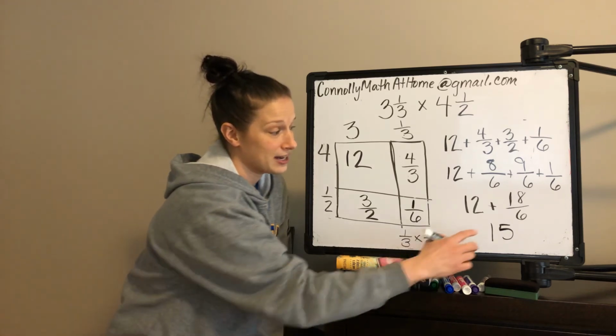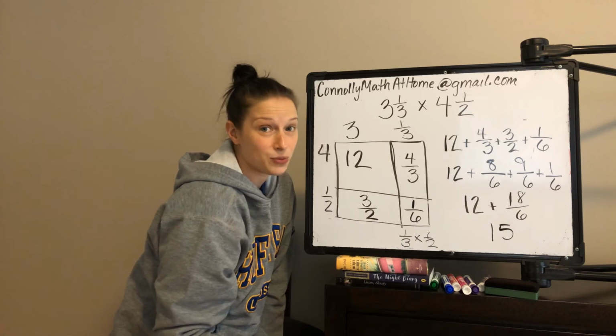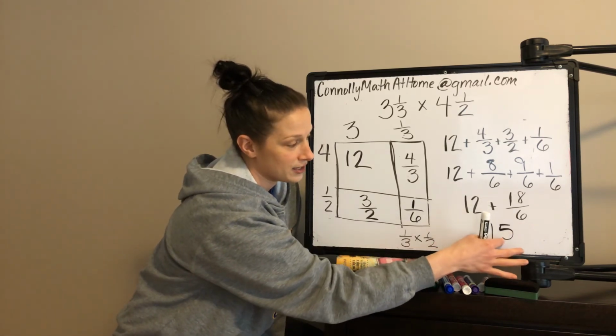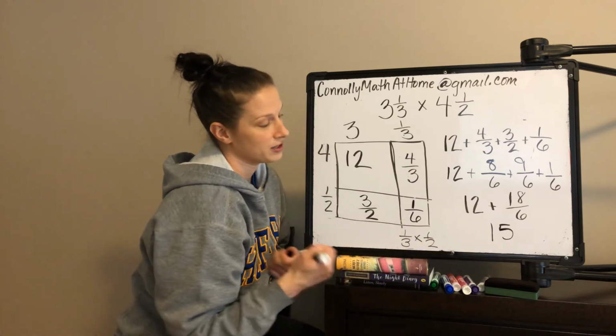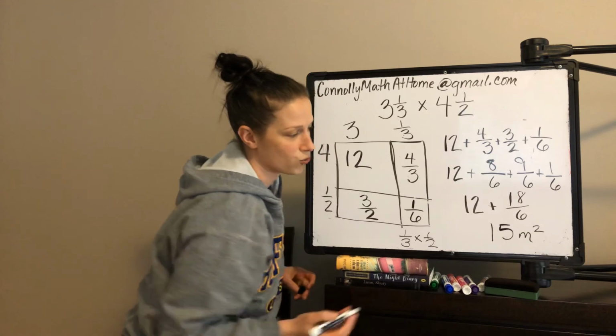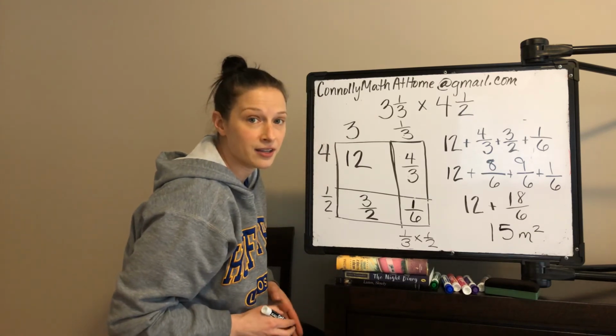Okay, so I knew that 18/6 was the same as 3 wholes. And so 12 plus 3 is 15. So if we were thinking about meters again, it would be 15 meters squared because we're thinking about area.